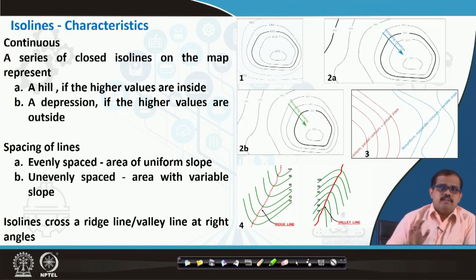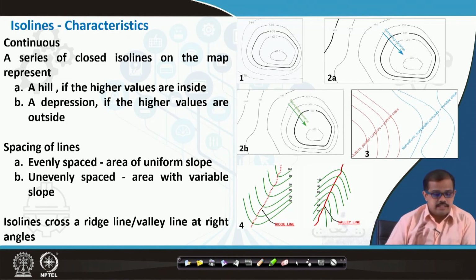So, when we look at isolines, they have certain characteristics. One is that it is continuous. A series of closed isolines on the map represent a hill if the higher values are inside. Okay. So, keep this in mind when you are representing: if there is a series of closed isolines, then it is representing higher values that are inside. A depression is when the higher values are outside.